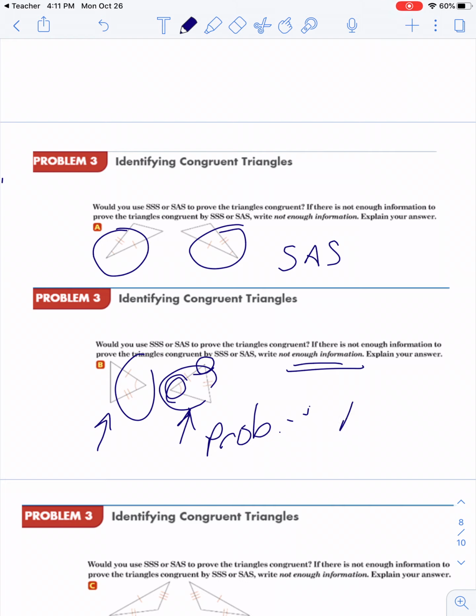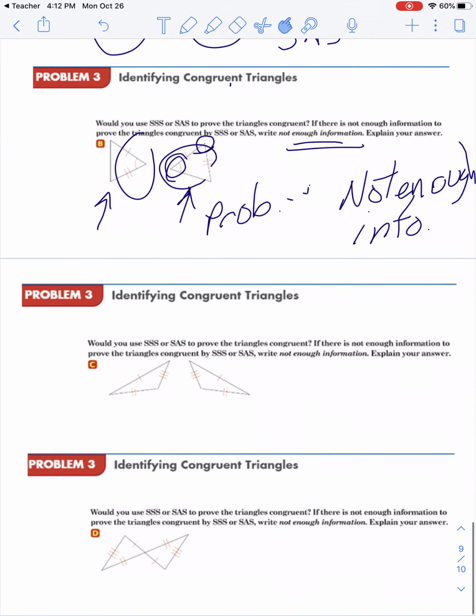So, explain your answer. There's not enough info. And these pens are hard to write with. Okay, not enough info. And then finally on this one, C, side angle side or side. And I've got side. I would say definitely side. And that's enough information there. Got all three sides marked and down below.